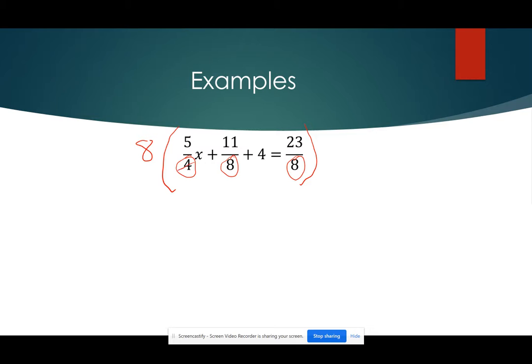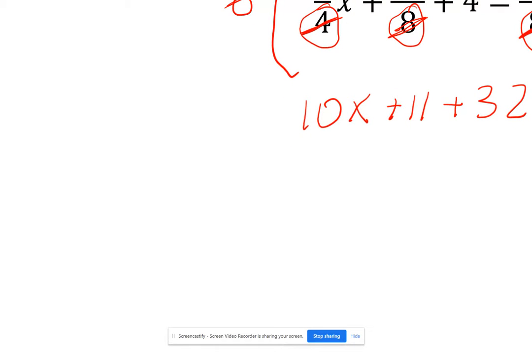So this 4 would go away and this would become a 2. So we do 2 times 5 is 10x. The 8s cancel out here, so we're just left with plus 11. We have to do 8 times 4 is 32 equals, this 8 also cancels out, so it equals 23. And now it looks like something that's much easier to solve.